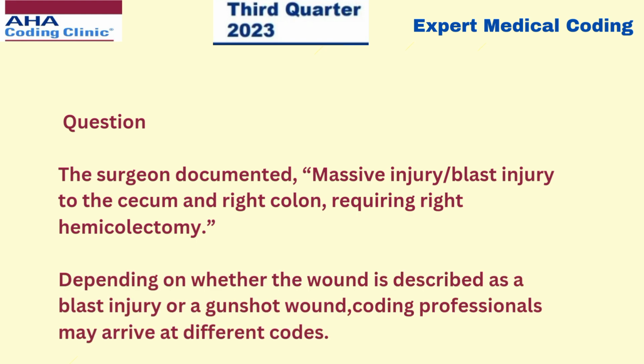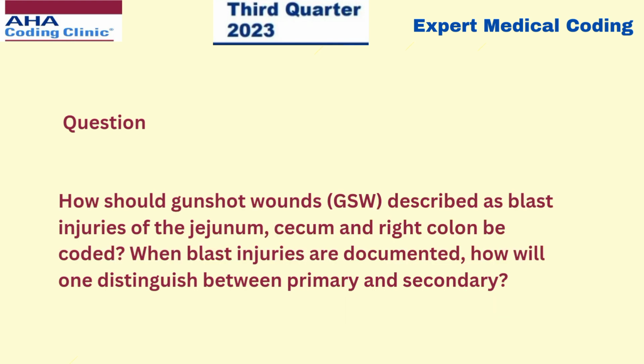The surgeon documented massive injury, blast injury to the cecum and right colon, requiring right hemicolectomy. Depending on whether the wound is described as blast injury or a gunshot wound, coding professionals may arrive at different codes. Now the question is, how should gunshot wounds described as blast injuries of the jejunum, cecum and right colon be coded? When blast injuries are documented, how will one distinguish between primary and secondary?